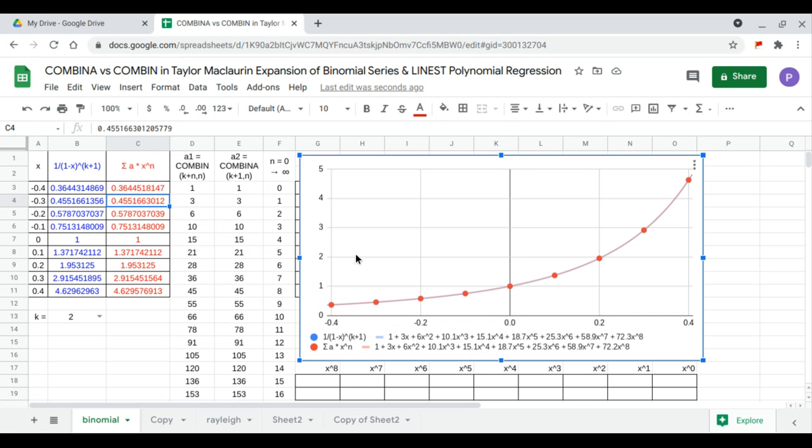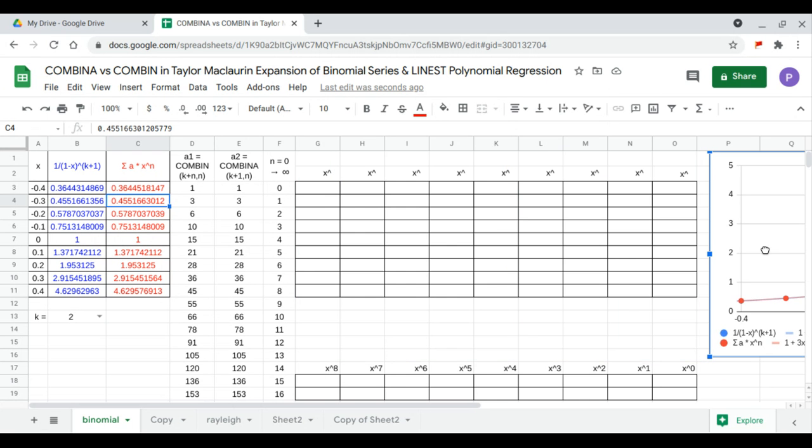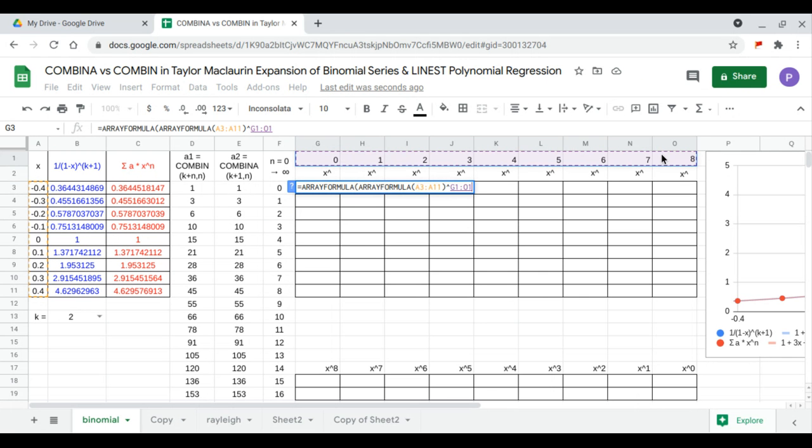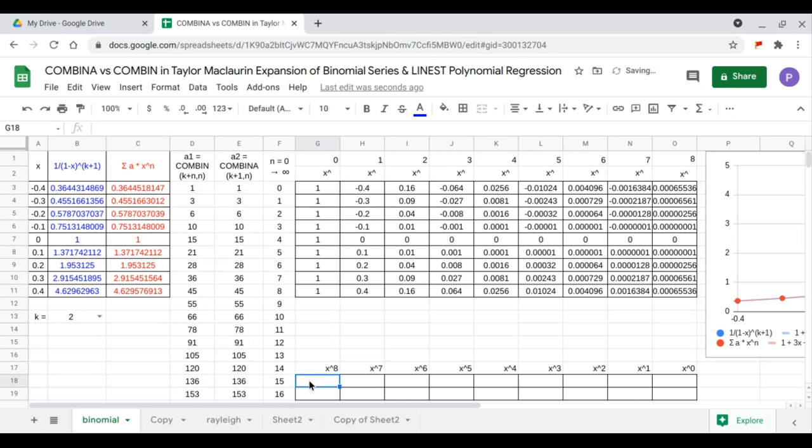We'll calculate the regression coefficients using LINEST. To do that, we complete the LINEST matrix, starting with the power transpose 0 to 8. That's our power. And the elements, so array formula of the x values raised to the power 0 to 8. Then enter. Now we have LINEST for the function itself, the binomial series. That's for data y and data x.